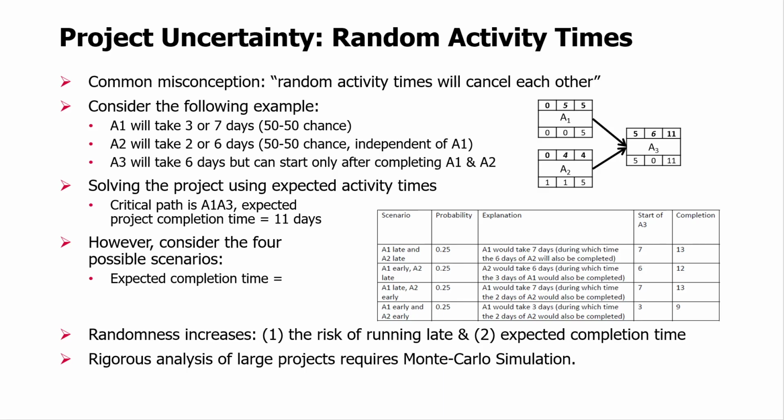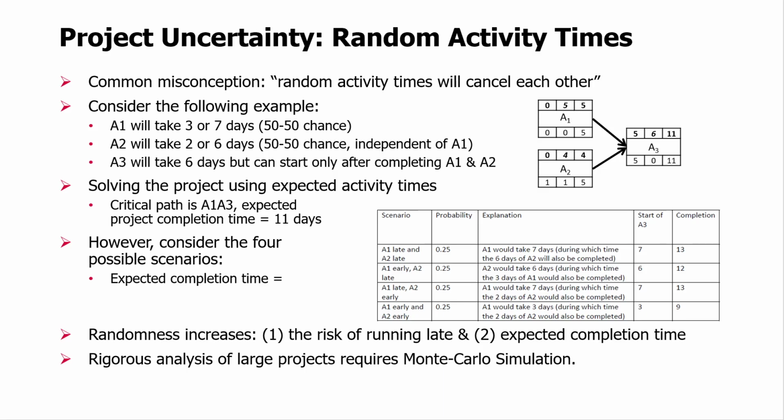So consider a project with just 3 activities, A1, A2, A3. A1 takes 3 or 7 days with 50-50 chance, so basically 50% it will take 3 days and 50% it will take 7 days, no other probabilities. This is a bit artificial example, but bear with me. This is just for illustration purposes.